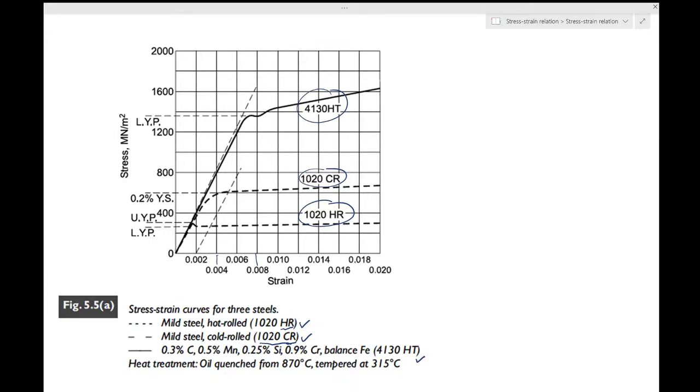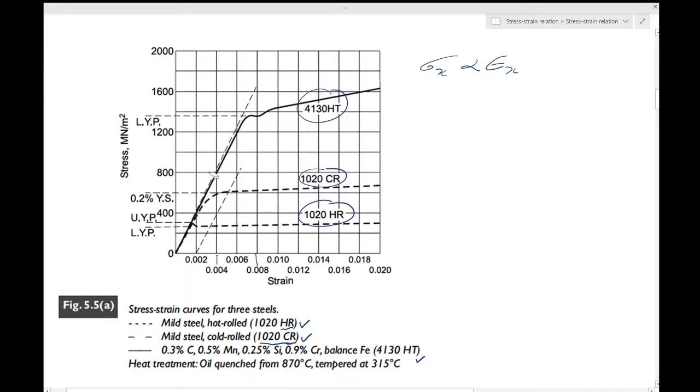So there's a region where the stress is proportional to the strain. Let me show you that region. This region for 4130 HT, heat treated, is this one. Do you see that the stress is very nearly proportional to the strain? So sigma x is proportional to strain.